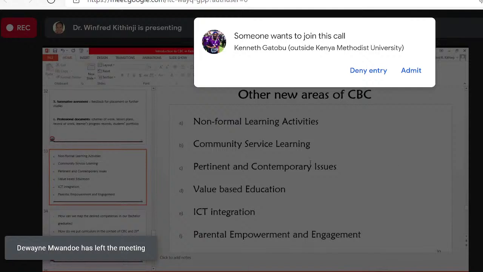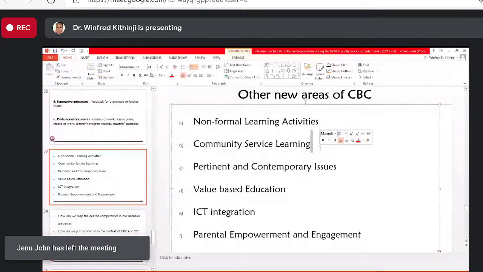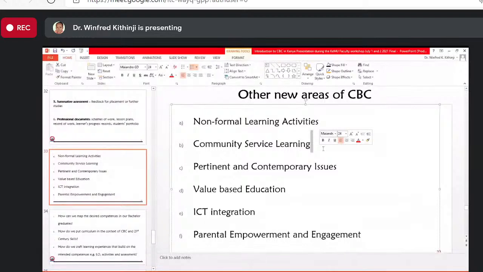This is where learners are allowed to go apply what they learn within the communities. Remember, we are saying they need to be problem solvers, so they are given an opportunity to go apply their learning in the communities where they live. And this has quite a number of hours. Even when you look at the senior school, community service learning and ICT and physical education are compulsory.